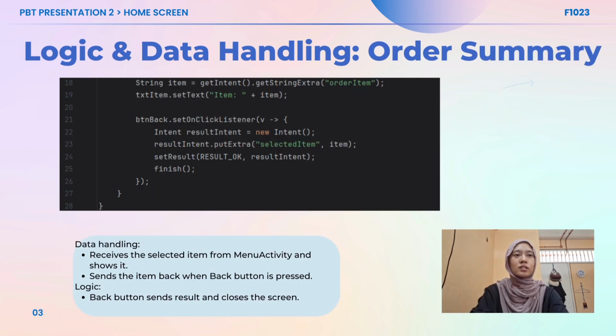The last page is the order summary. In the summary screen, we get the order item sent from the menu and display it. The back button is special because it not only goes back but also sends the data back to the previous activity, for which we use setResult before calling finish. This makes the data flow complete and there is no lag. The key points are when we receive and display the order item, and also the back button which returns the data with setResult, and finish which will close the screen.